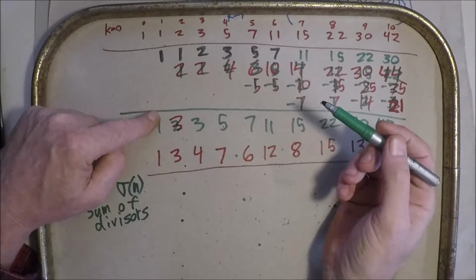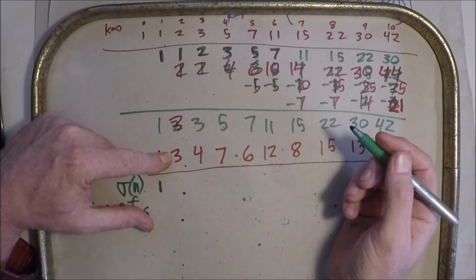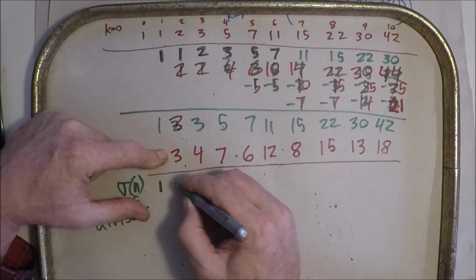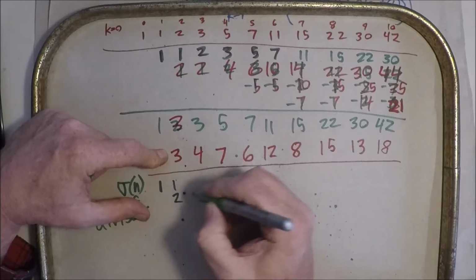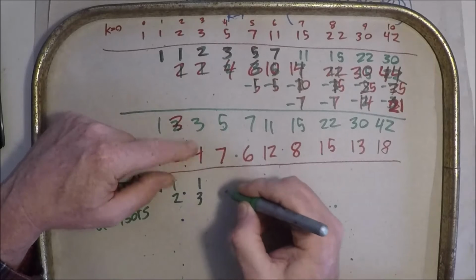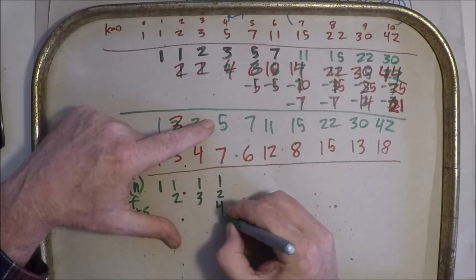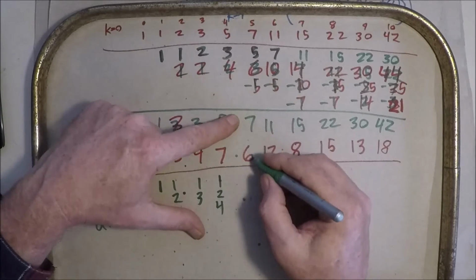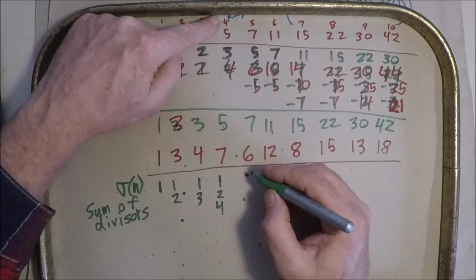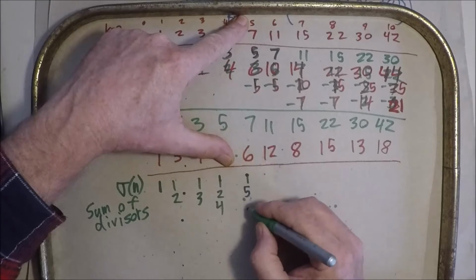So for the number 1, there's one divisor. For the number 2, there are two divisors, 1 and 2. Their sum is 3. And for 3, we have 1 and 3, which sum to 4. For 4, we have 1, 2, and 4, which sum to 7. For 5, gotta go by our index here, we have 1 and 5, that's a prime number, 6.